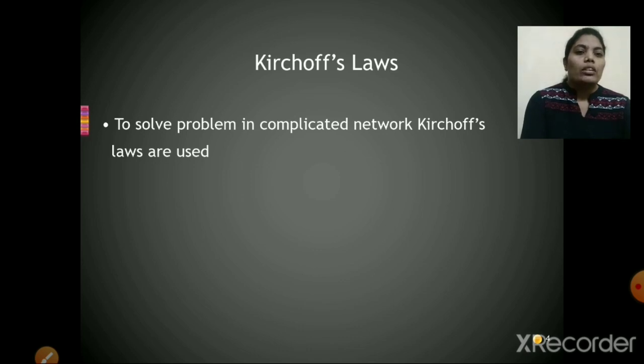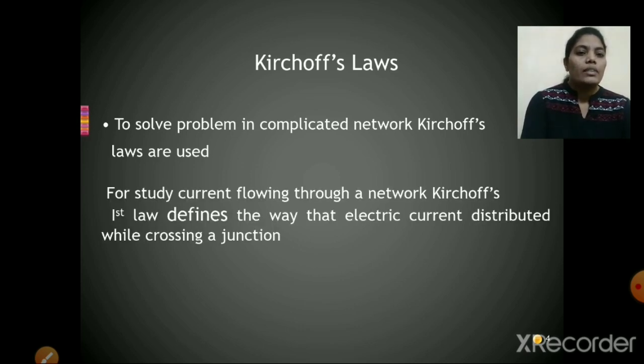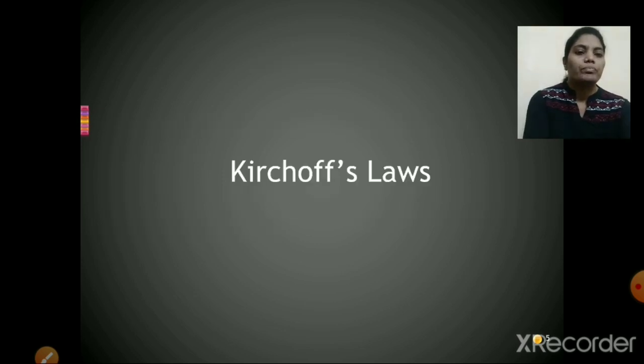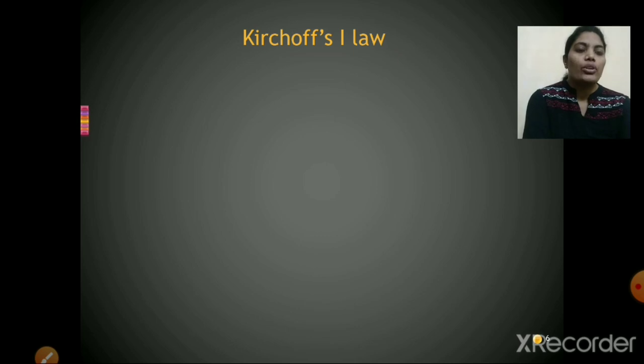Now, to find the amount of current and potential difference in electrical networks, Kirchhoff defined laws which are known as Kirchhoff laws. To solve problems in a complicated network, we use Kirchhoff laws. For studying current flowing through a network, we use Kirchhoff's first law. It defines the way that electric current is distributed while crossing a junction. Now let us see what Kirchhoff laws are.